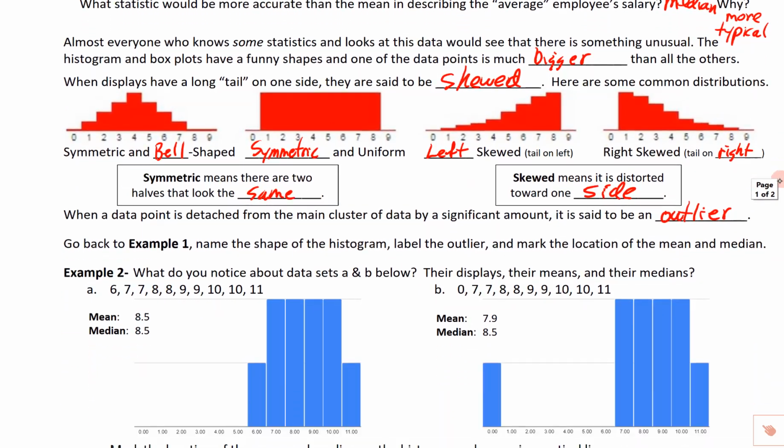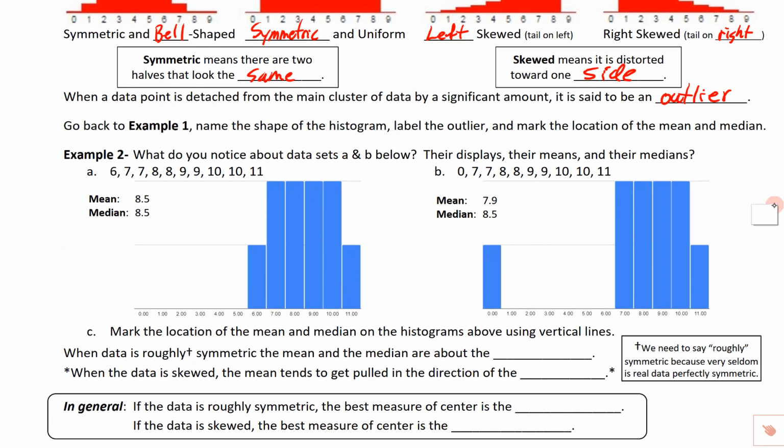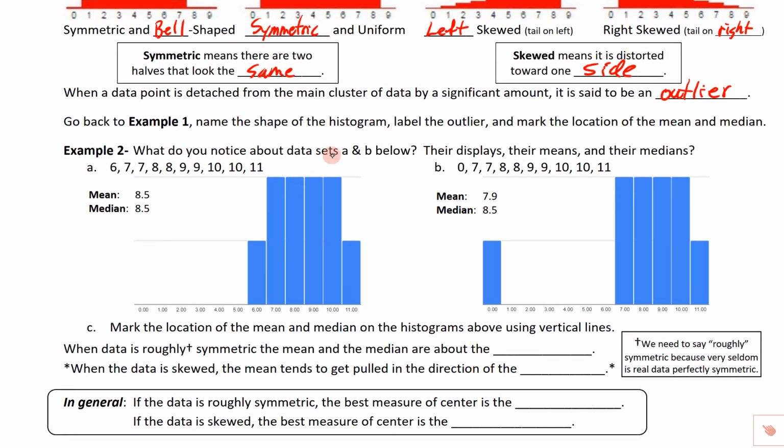And let's come down here on example 2, and let's take a look at these two here. It says, what do you notice about the data in sets A and B below? So here's the data set A, here's the data set B. And it says we've got their displays, their means, their medians. So what do we notice about this? On this one, we've got a mean of 8.5 and a median of 8.5. So I could put this line right here like we did before. I could draw where that is. And this is the mean and the median. So not only is it the arithmetic average, it's also the middle score.